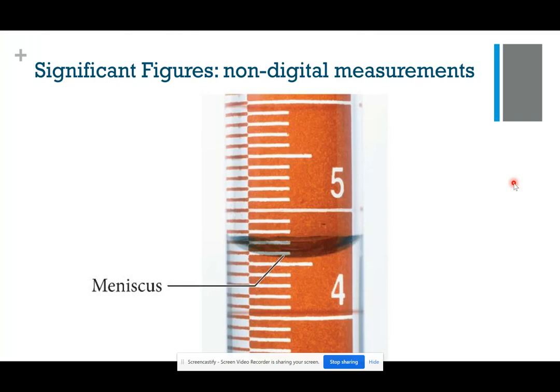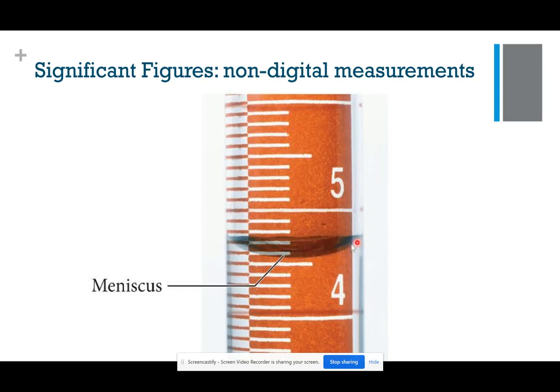Okay, so what if we don't have a digital instrument? What if we have to do the measuring and the estimating ourselves? Here we see a graduated cylinder, and we want to measure how much water is in this graduated cylinder. First thing I want to talk about is that when we measure water in a graduated cylinder, we see this kind of dip in the water here. That dip is called the meniscus.